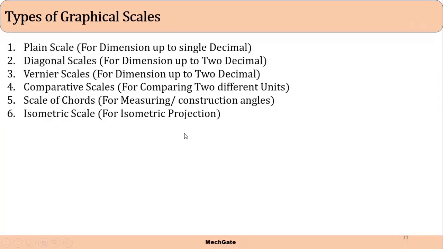Types of graphical scale. So these are the types of graphical scale. The first one is the plane scale, generally used to represent a dimension up to a single decimal place. Diagonal scale for dimensions up to 2 decimal places. Then vernier scale for dimensions up to again 2 decimal places. Comparative scale for comparing two different units. Scale of chords for measuring and construction of angles, and isometric scale for preparing the isometric projection. So these are the various types of graphical scale.